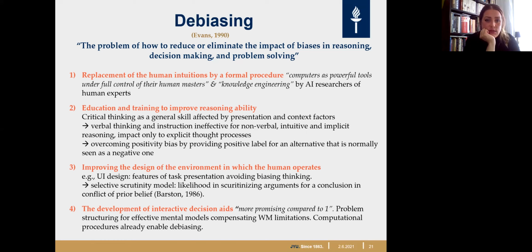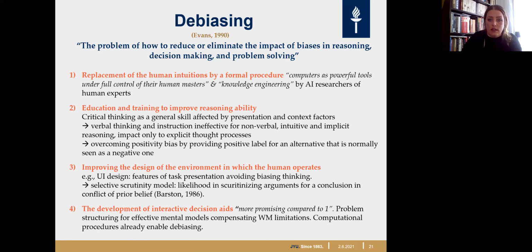And he suggests Barston's selective scrutiny model could be incorporated: the likelihood of scrutinizing arguments for a conclusion in conflict with prior belief. If we present some arguments that are in conflict with common prior belief, those are more likely to be paid attention to and scrutinized. So we can in these kinds of ways encourage in-depth decision-making processes. And the fourth one is the development of interactive decision aids.